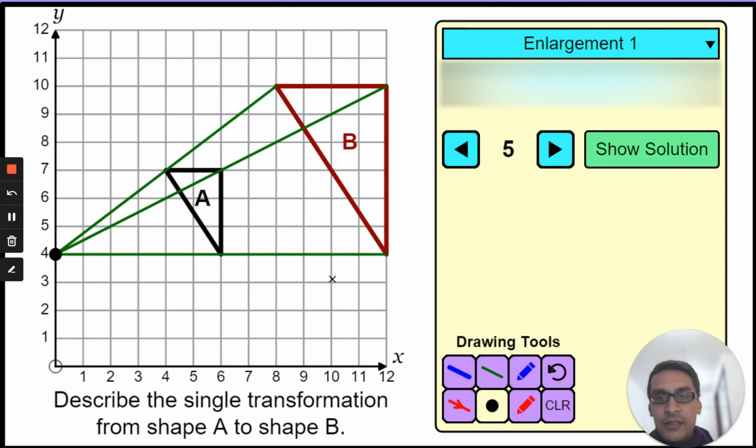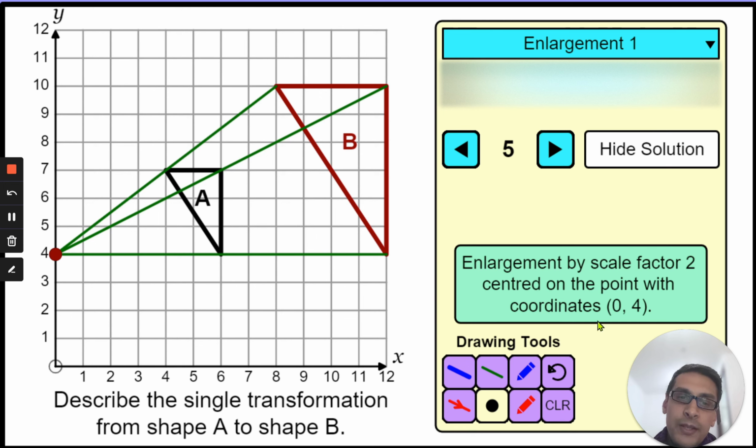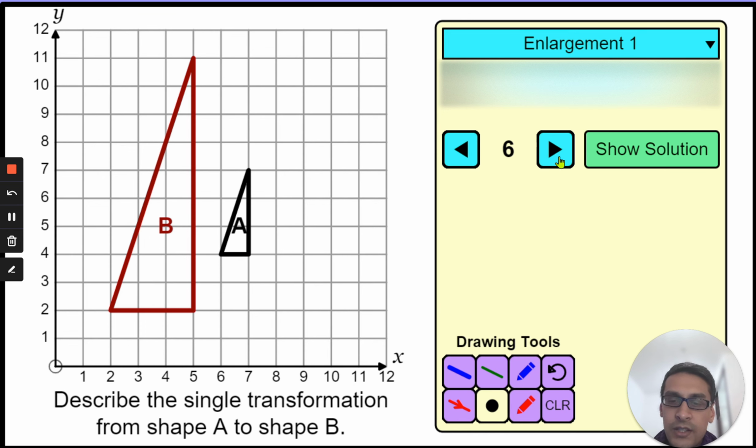Now, in terms of the scale factor, it's fairly obvious just from the shape. You can see if this height is 3 and this height is 6, well, then the scale factor is 2 if you're going from A to B. If you're going from B to A, then the scale factor is a half. In this case, we're going from A to B. So the answer to this is the shape has been enlarged by a scale factor 2 from a center of enlargement 0, 4. So there's 3 pieces of information. You say it's an enlargement, you talk about the scale factor, and then you say the coordinates of the center of enlargement.